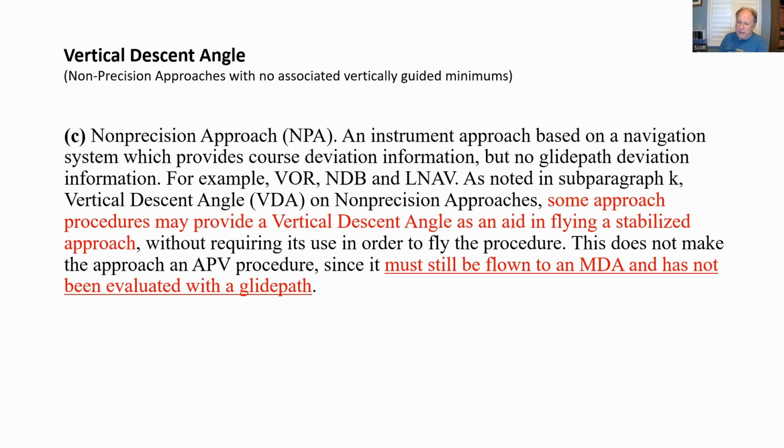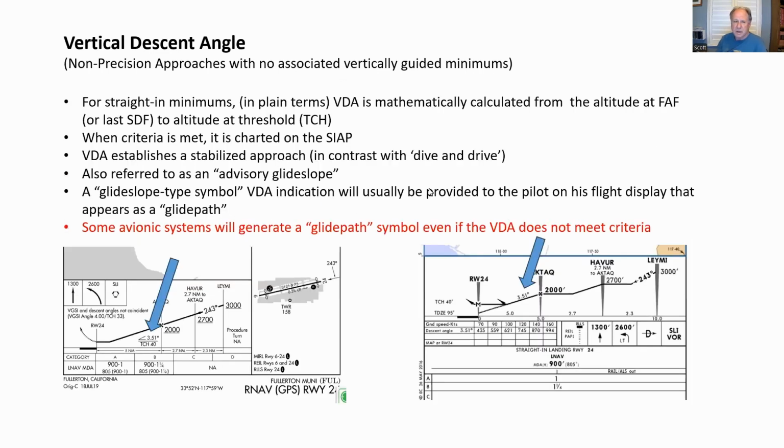So the VDA in its purest sense is an angle that will take you from the final approach fix or a step down fix on a stabilized approach to the runway threshold. And that's all it's giving you. That's it. There's no obstacle protection provided by VDA. So here's an example of VDAs at Fullerton.